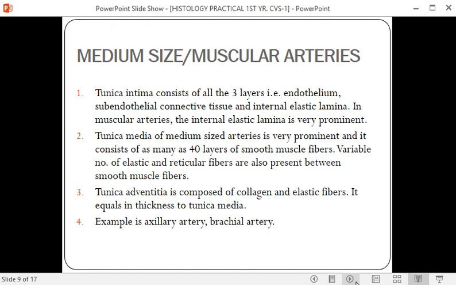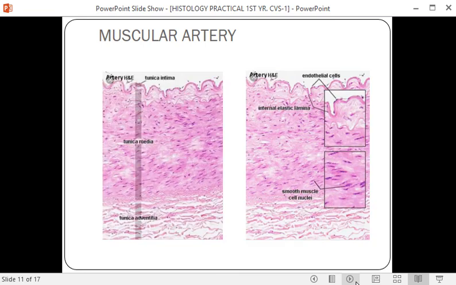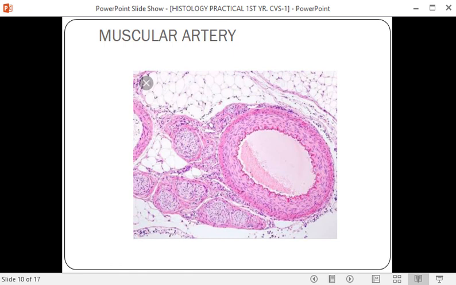Tunica adventitia is composed of collagen and elastic fibers and it equals in thickness to tunica media. Examples are the axillary artery and the brachial artery. Here we can see the microscopic structure of a muscular artery. We can clearly see the endothelium of the artery. Then the tunica media, which is composed of many layers of smooth muscle fibers, and then tunica adventitia, which is made up of dense connective tissue.